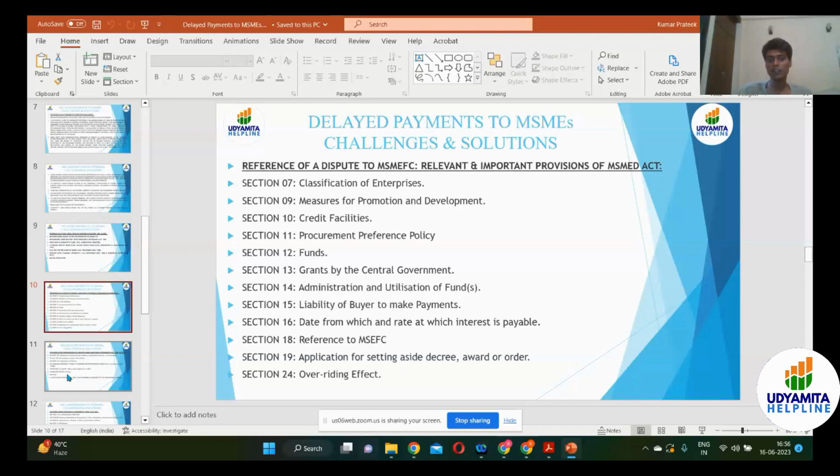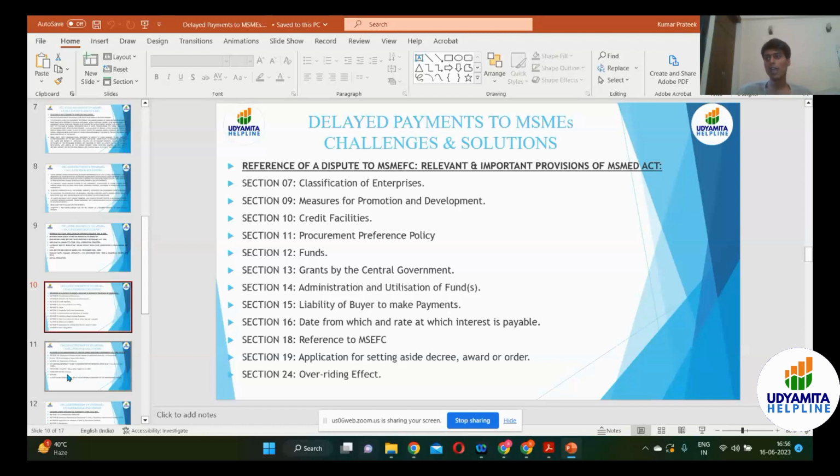Section 10 is the credit facilities that the government provides for the MSMEs, which is in section 10 of the MSMED Act. Section 11 is the procurement preference policy. So section 11 is nothing but the preference which the MSMEs get in tendering or in procurement of government contracts, right?